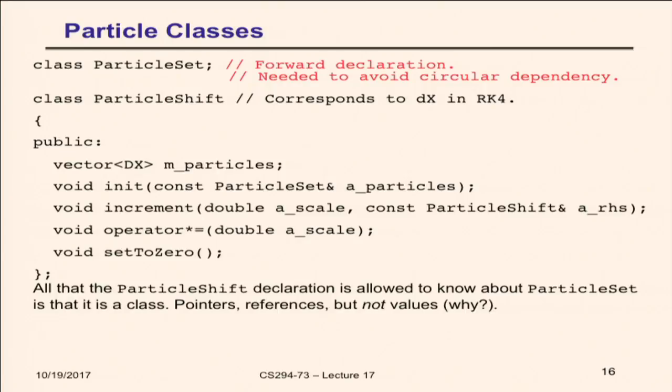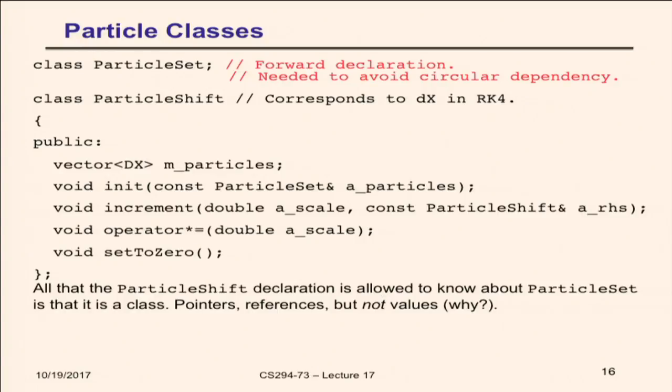Why? Because if all you know is that particle set is a class, the thing that you know how to set up is pointers to particle sets and references to particle sets. As long as you know that those things exist and have a name, you can use them in header files. So all that the particle shift declaration is allowed to know about is the fact that particle set is a class. So you can hand pointers to particle sets, you can hand references to it. You can't pass values of a particle set to it.